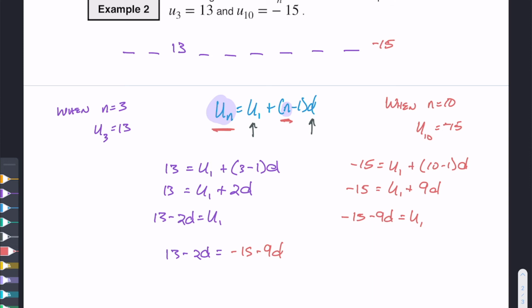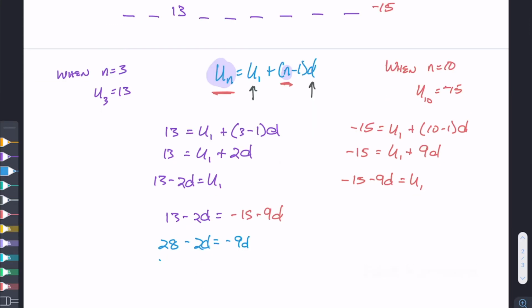All right, so let's isolate. Let's find d. If I add 15 to both sides, what am I going to get? I'm going to get 28 minus 2d is equal to negative 9d. I'm going to add 2d to both sides, so that's going to give me negative 7d, divide both sides by negative 7, so d equals negative 4.